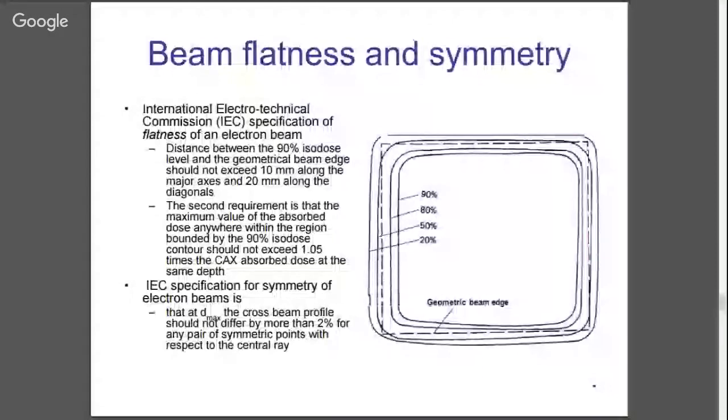The other requirement is that the maximum value of the absorbed dose anywhere within the region bounded by the 90% isodose contour should not exceed 5% over the absorbed dose on the central axis. For symmetry, we're looking at if we take 2 points either side of the central axis, then we shouldn't get a variation of more than 2%.